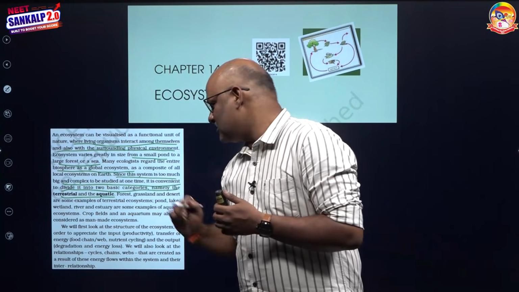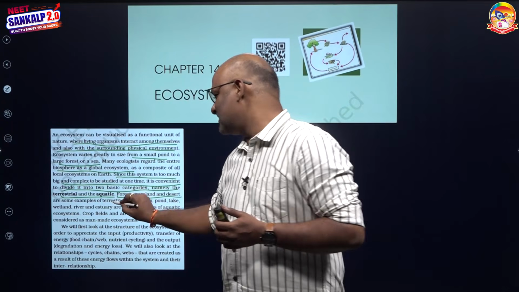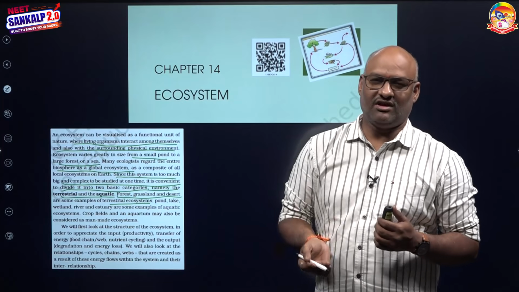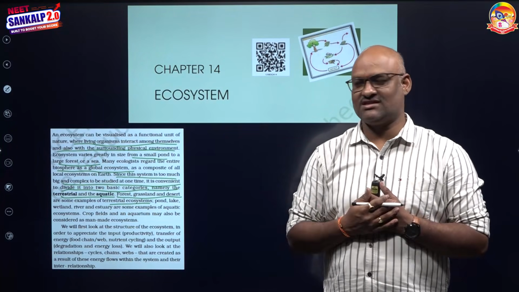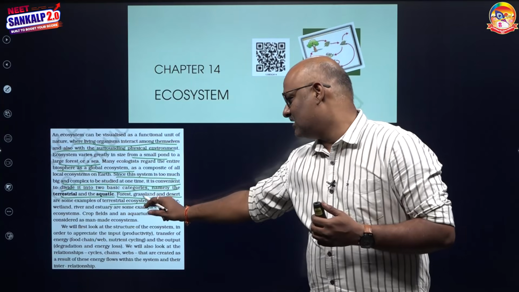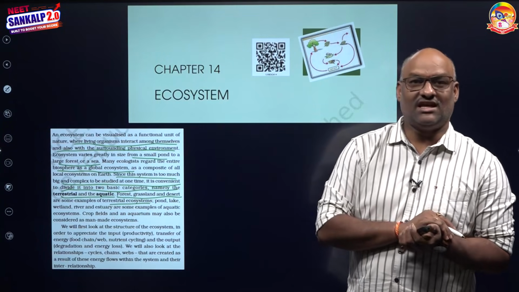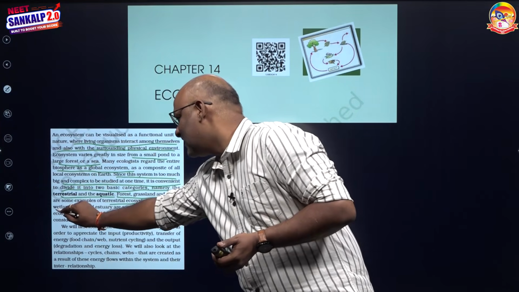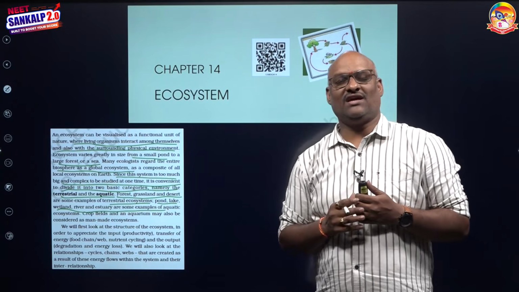When it comes to terrestrial ecosystems, forest, grassland and desert are some examples. There are many different types of forest: tropical forest, temperate forest, deciduous forest, coniferous forest. Similarly, grasslands and deserts all come under terrestrial ecosystems. Pond, lake, wetland, river and estuary are some examples of aquatic ecosystems.